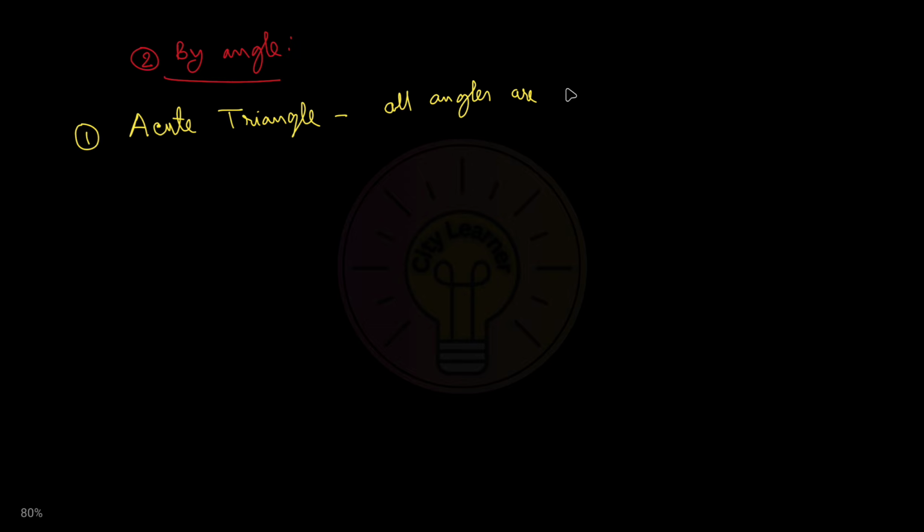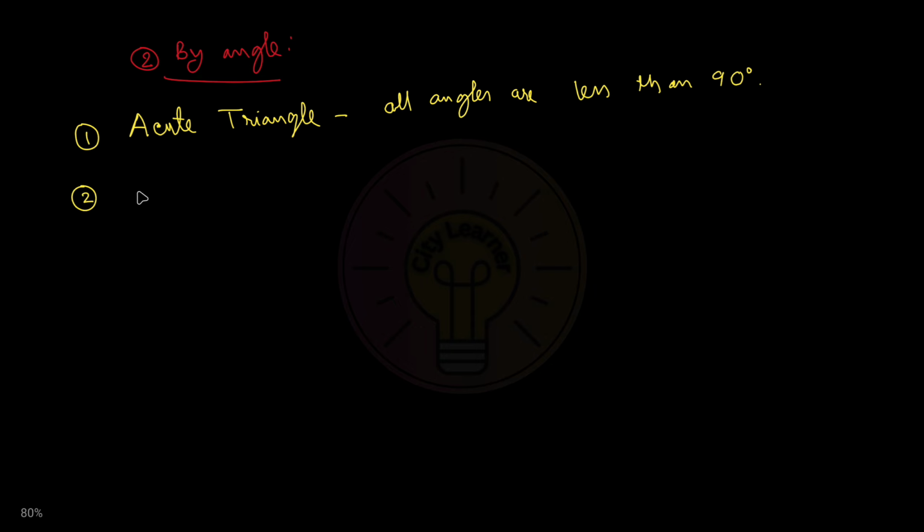So now we discuss according to angle. Here the first one is the acute triangle. In an acute triangle, all the angles of the triangle will be less than 90 degrees. For example, in an equilateral triangle, all the angles are 60 degrees.